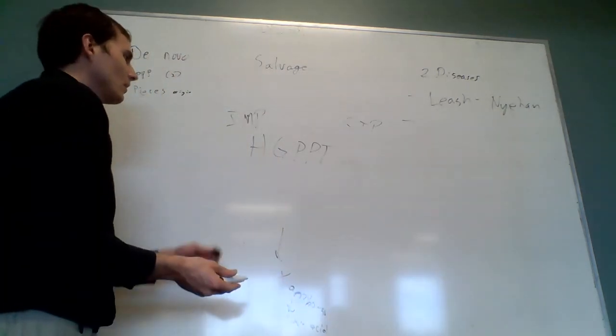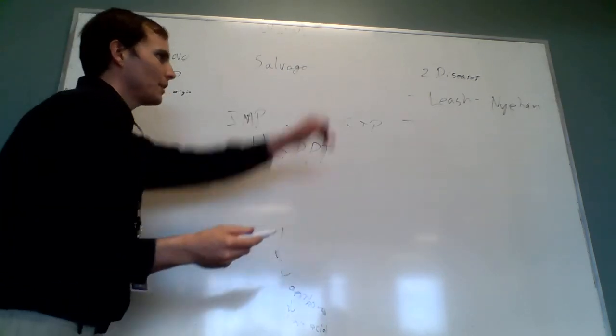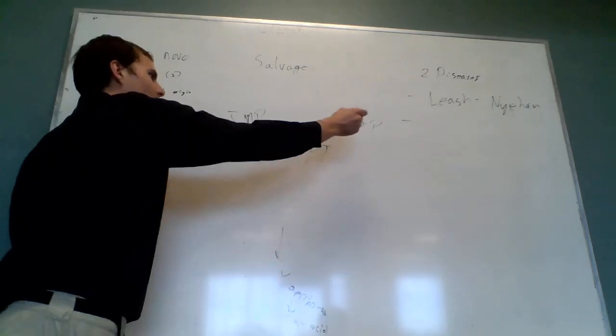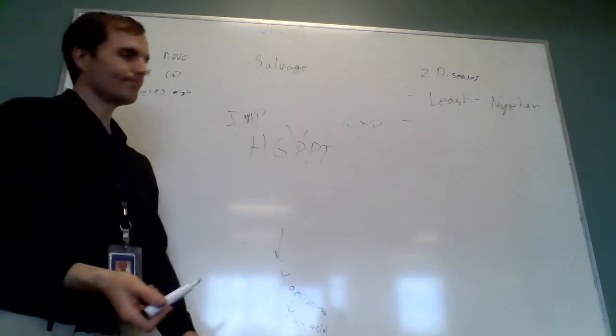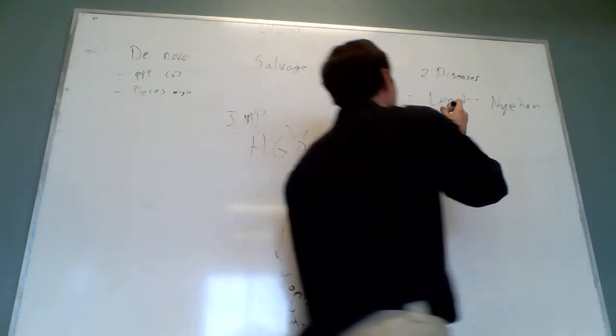Okay, so if this is broken, that's called Lesch-Nyhan. You're going to have a lot more uric acid because you don't have GTP or IMP. Cool? All right, next.